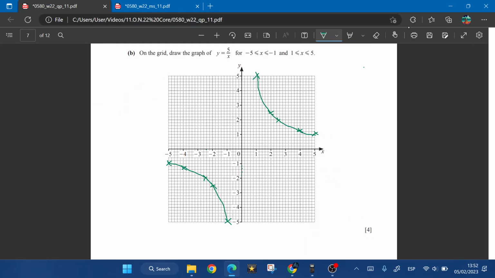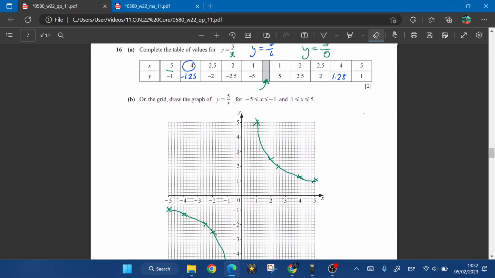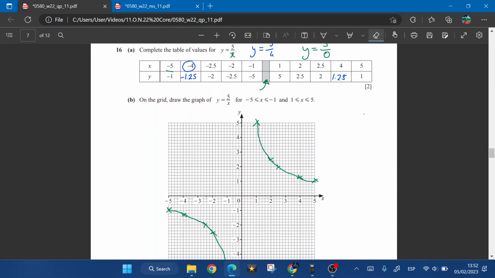Okay, nice and symmetrical. If it's got anything weird, doesn't look right, doesn't feel right, you know it's not right. And like I said, just don't connect these 2 points. Don't cross the y-axis. That would be completely wrong. Okay, cannot cross this. Okay, that gray area there is for a reason.